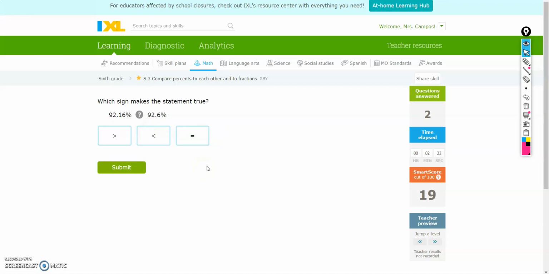Which sign makes this statement true? Okay, these are both percentages. We don't need to do anything to compare them, except look at their place value. So here we have a 1 in the 10th place, and we have a 6 in the 10th place. So this number is larger, since they both have the whole number 92.